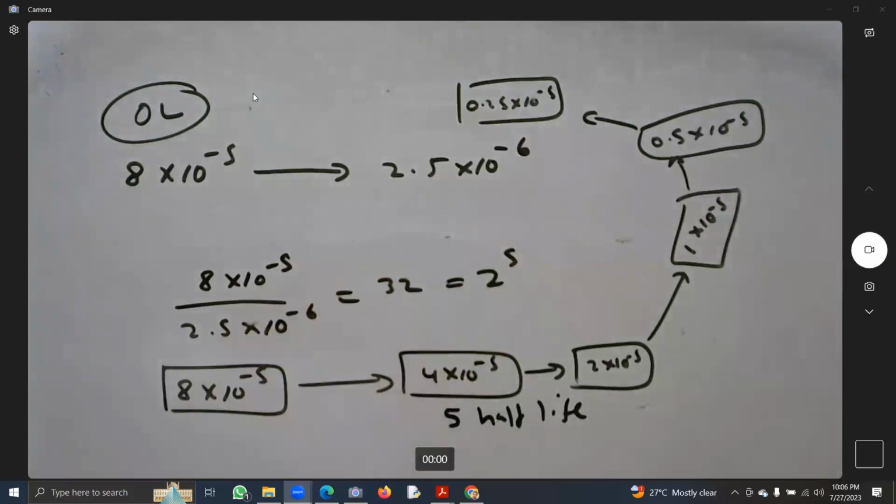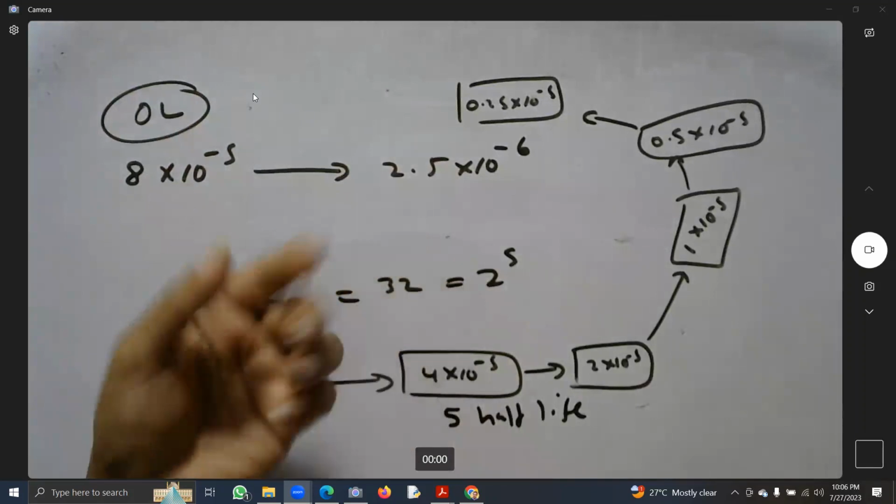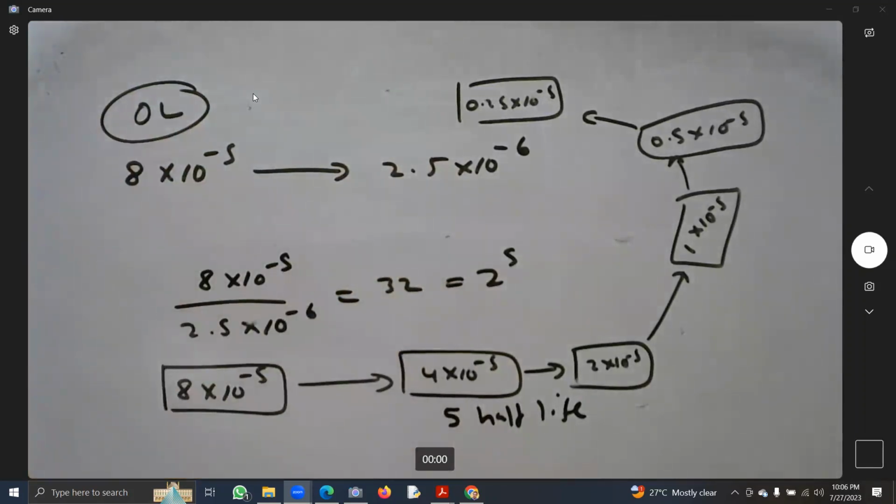Another method. So after dividing by 2 five times, I get this. That's 5 half-lives. Okay, Chanu can listen. Can you give a thumbs up? Now we'll use the advanced formula.